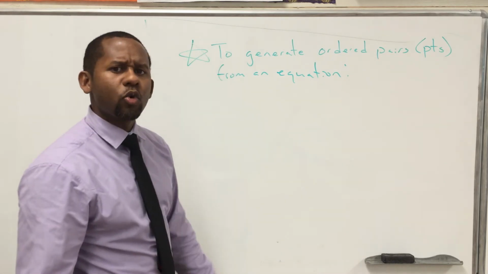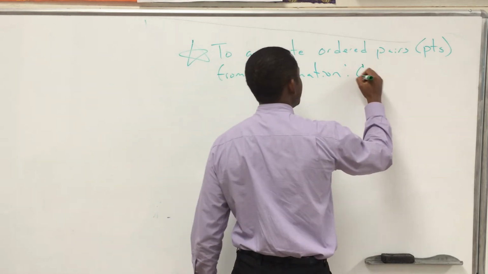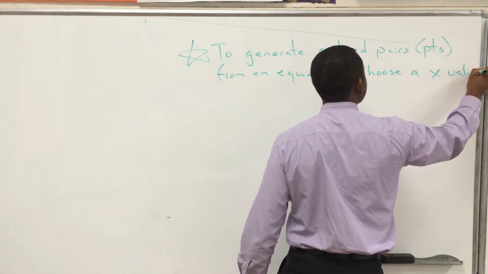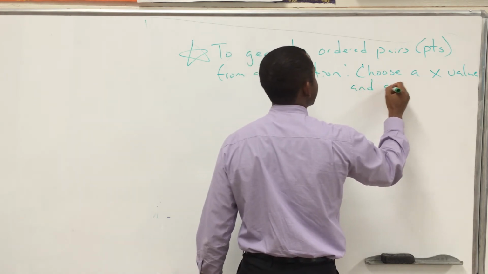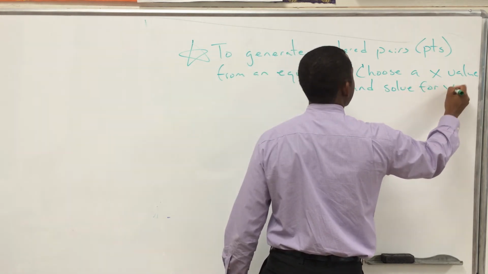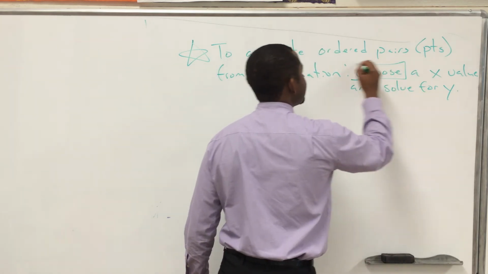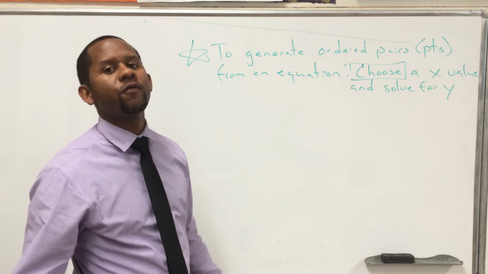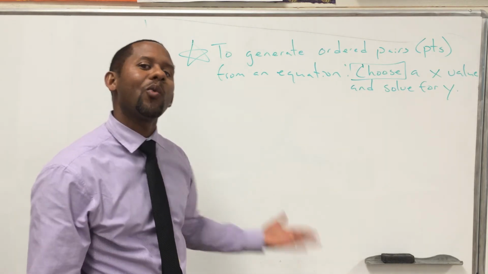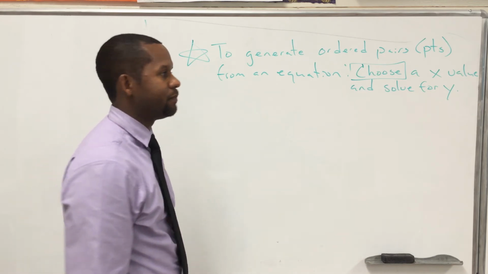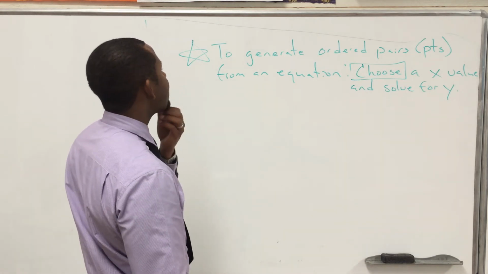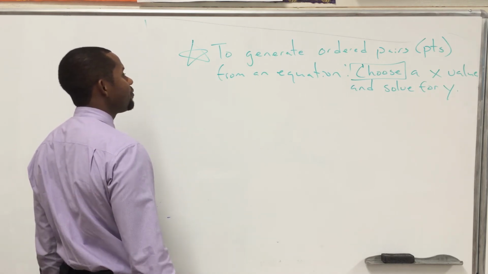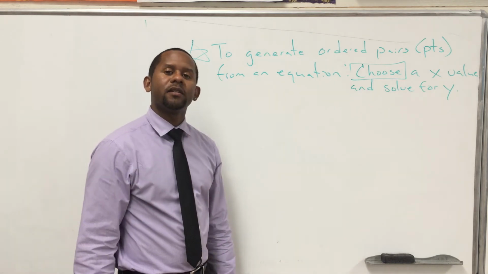So to generate those ordered pairs of points from an equation, what you want to do is choose an x value and solve for y. That's typically what you're going to see. And notice, you get to choose. You can choose whatever numbers you want. I like to keep it simple, but you could have chosen 50 for x if you wanted to. I don't know why you would want to do that, but you could. Okay? So to generate ordered pairs or points from an equation, you choose an x and solve for y. Okay? I really think that's the one thing that you have to remember.